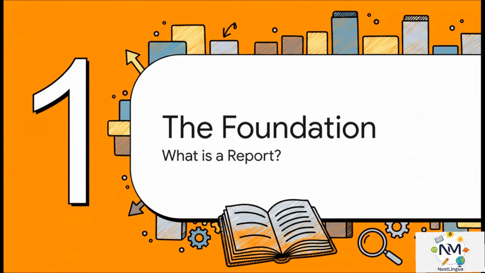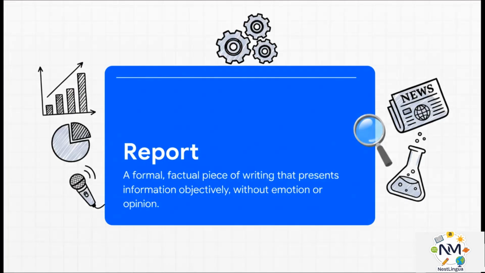Before we can build a great report, we need to be absolutely crystal clear on what one is. So what is a report, really? Well, you can think of it like a detective's notebook. It's all about the facts, and only the facts. You can see the key words right here: formal, factual, and objective. And that objective part is super important. It means you have to leave your own feelings and opinions, like I think or I feel, at the door. It's all about presenting information in a clear, unbiased way.